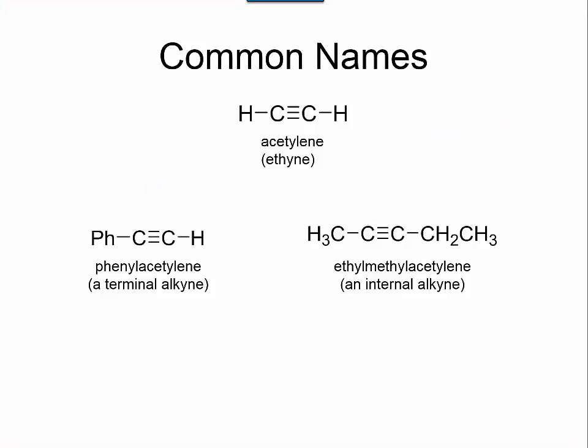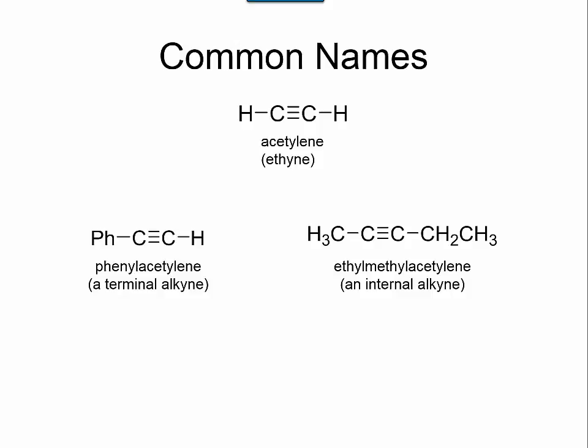Now let's go back and talk about some of the common names. It turns out that the simplest of the alkynes is referred to by the common name acetylene. So its IUPAC substitutive name would be ethine. That name's hardly ever used. Acetylene is very commonly used for the smallest of the alkynes. You can name alkynes as substituted acetylenes.